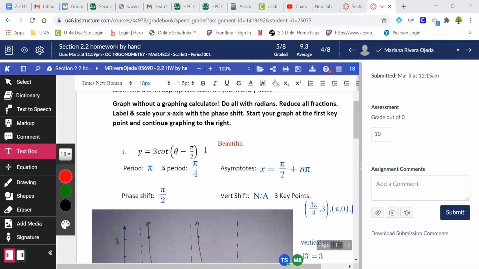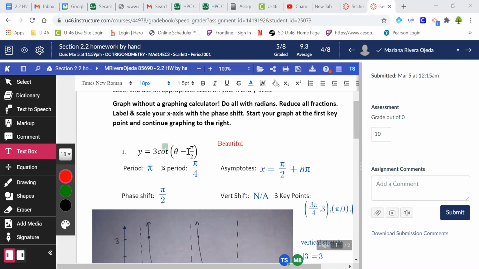Okay, so here is the first one for your homework, cotangent. The period is indeed pi. Cotangent and tangent have a period of pi over b. The other four, it's 2 pi over b, but cotangent and tangent, it's just pi over b. Here, b is 1, so the period is just pi, which makes a quarter of a period, pi over 4.